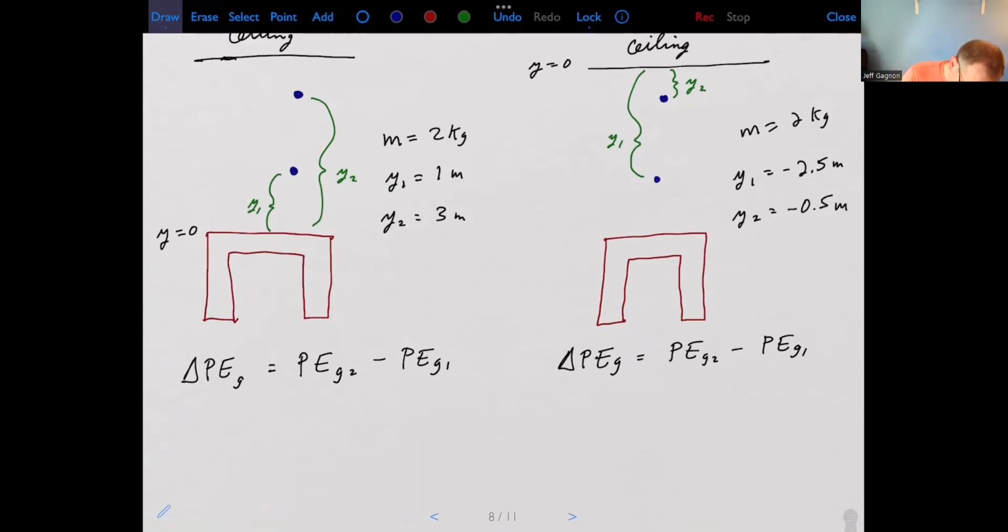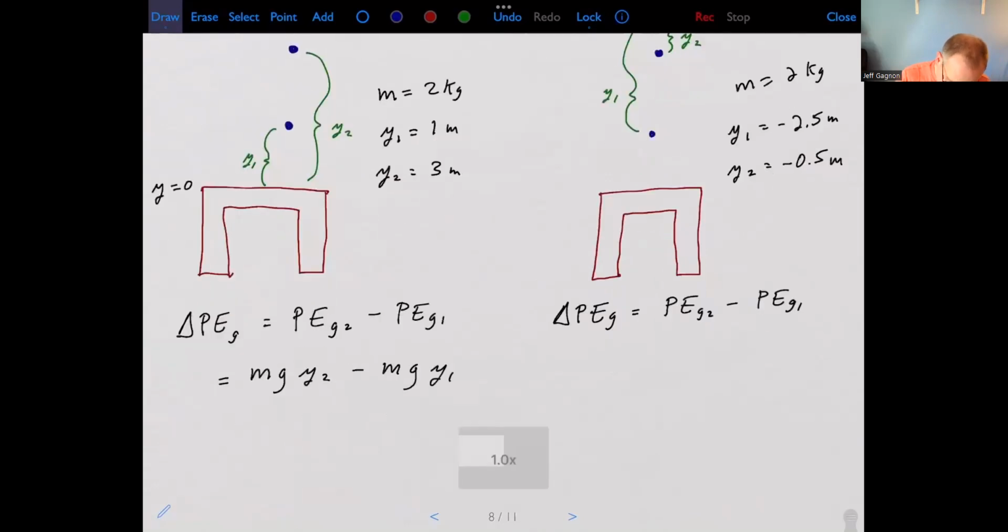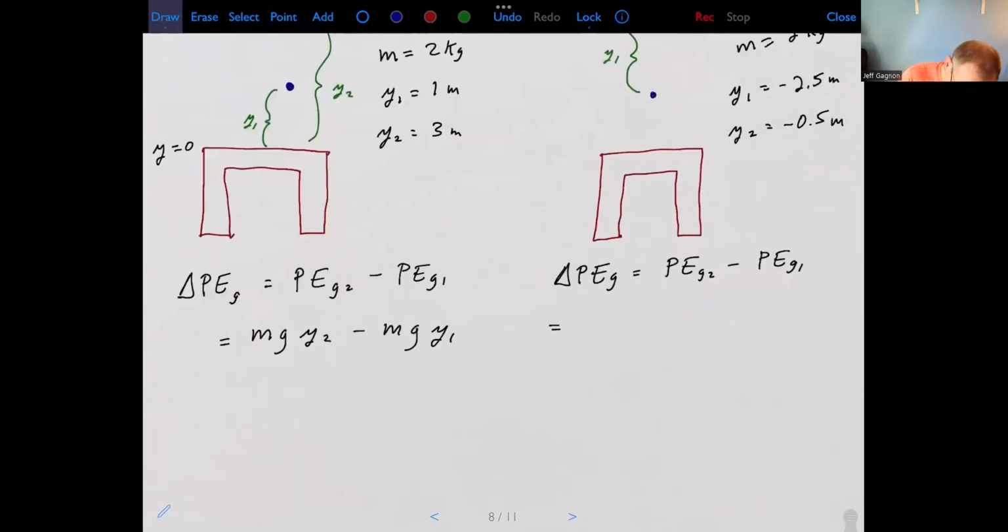Okay, so if you write this out, remember potential energy is the mass times acceleration due to gravity times that position y2, minus, in this case, mass times gravity times y1. And it's going to be the same thing over here. So mgy2 minus mgy1. If you want, you could do a little bit of algebra here. You could factor out an mg. So then you just have mg times (y2 minus y1). Same thing over here.